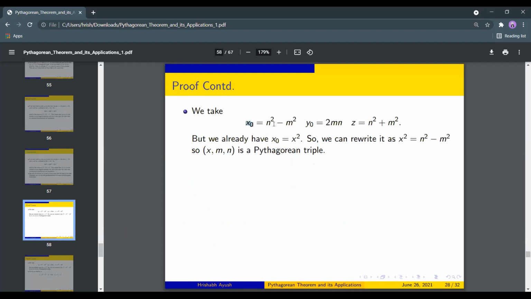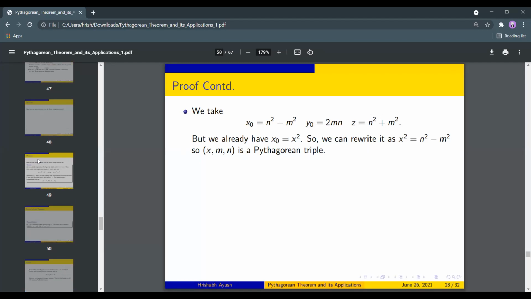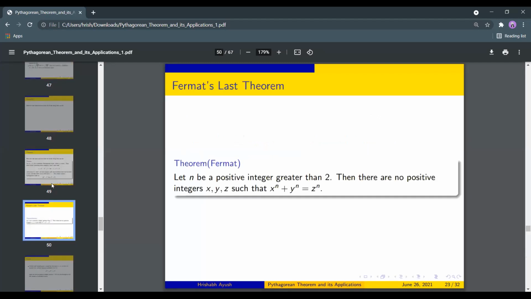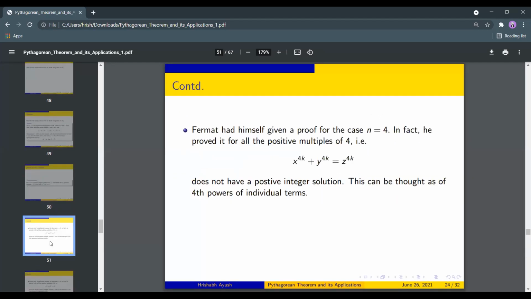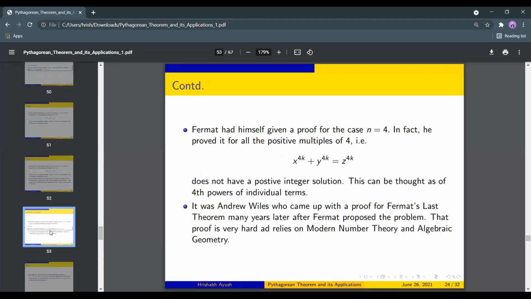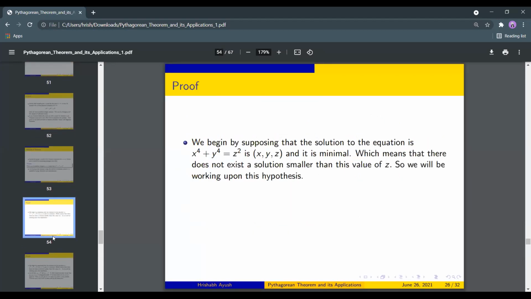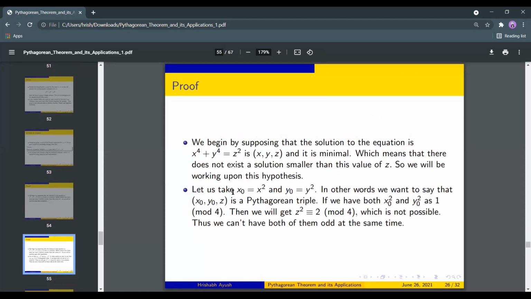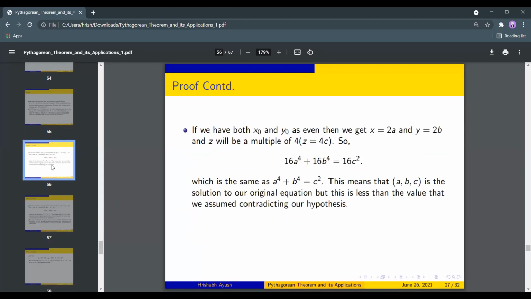So we take x naught equals n square minus m square, y naught equals mn, and z equals n square plus m square. But we already supposed that x naught is equal to x square. We actually found it here. Let me move to the slide. So yeah, from here we are using this substitution right now.